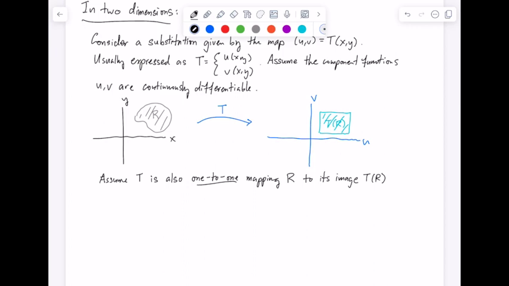So given such a transformation, we could also have its inverse, which we'll designate T inverse, and this is going to be given by a pair of functions where x is now dependent on u and v, and y is a function that's dependent on u and v.